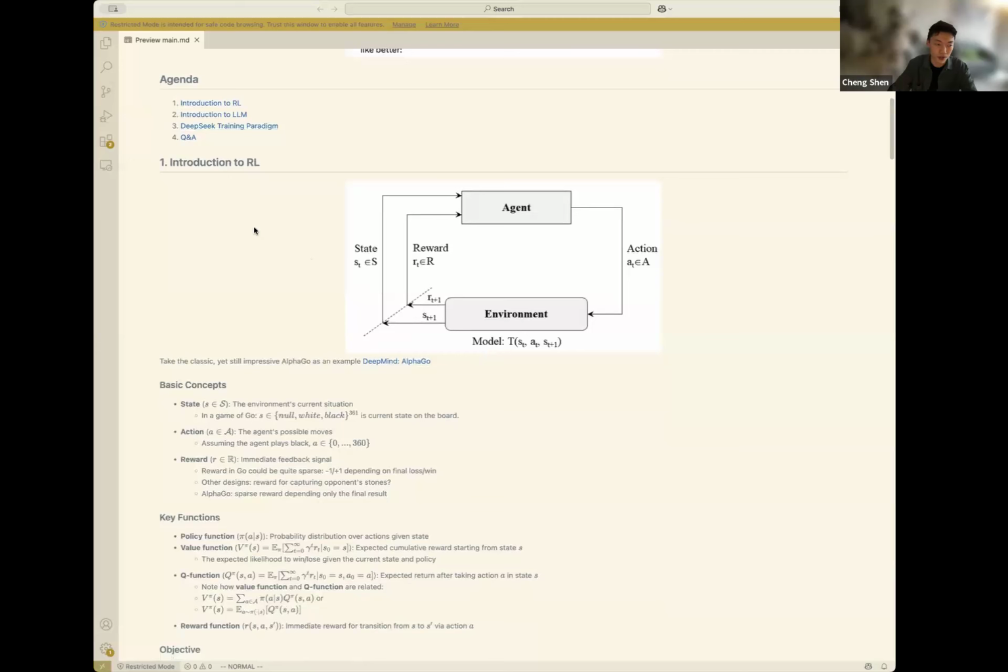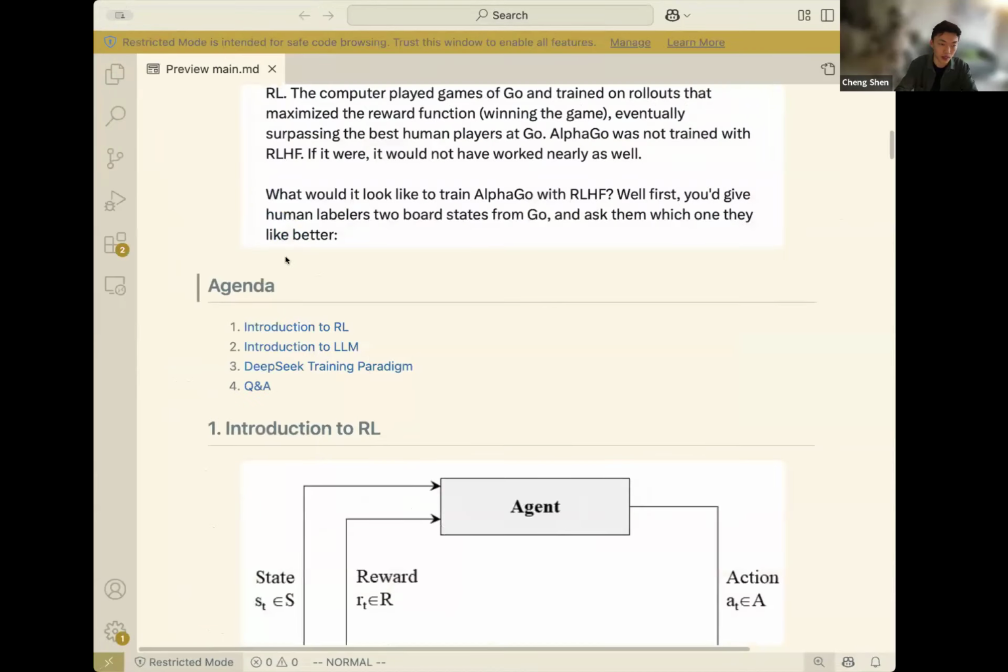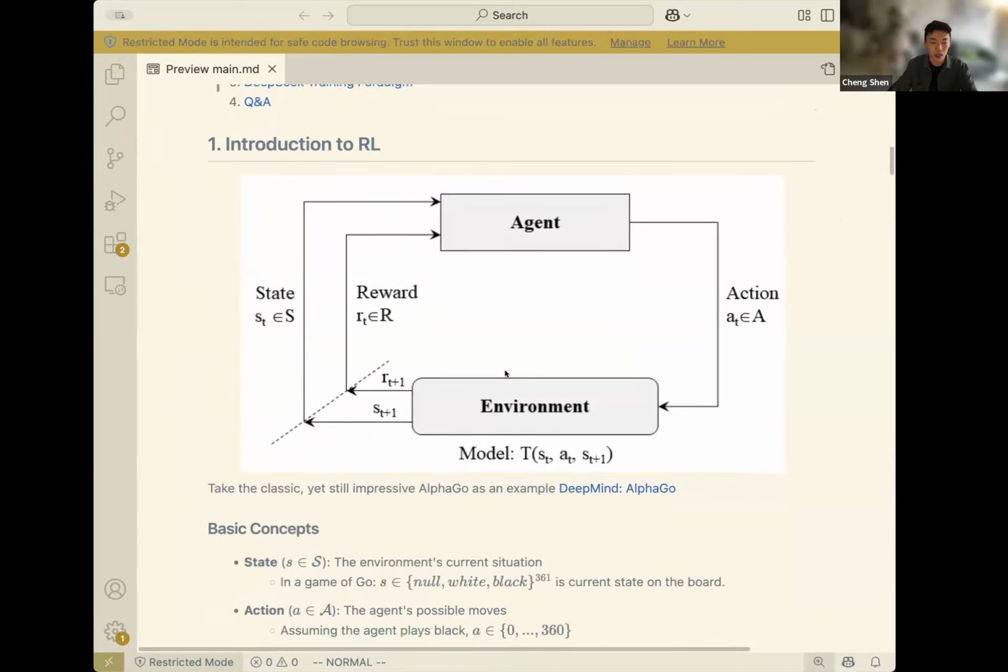So to start with, reinforcement learning. Reinforcement learning has been really interesting in a way because it's unsupervised. All you need to do is train the model by providing it with the reward from the environment, and the magic happens: the model just learns how to behave correctly.